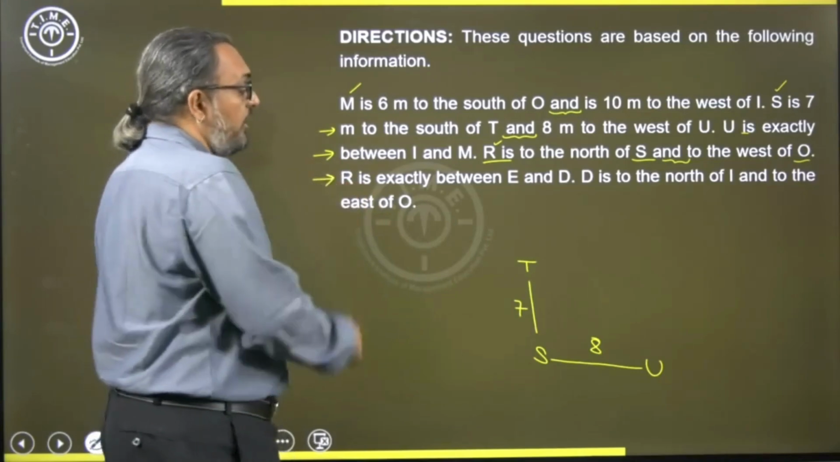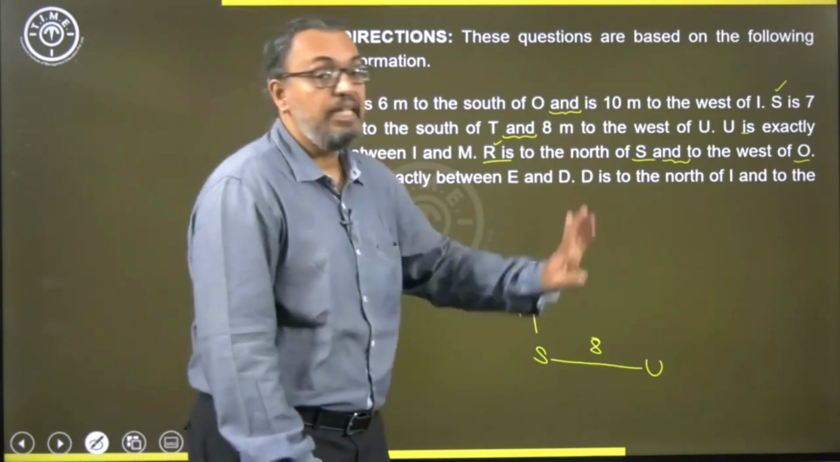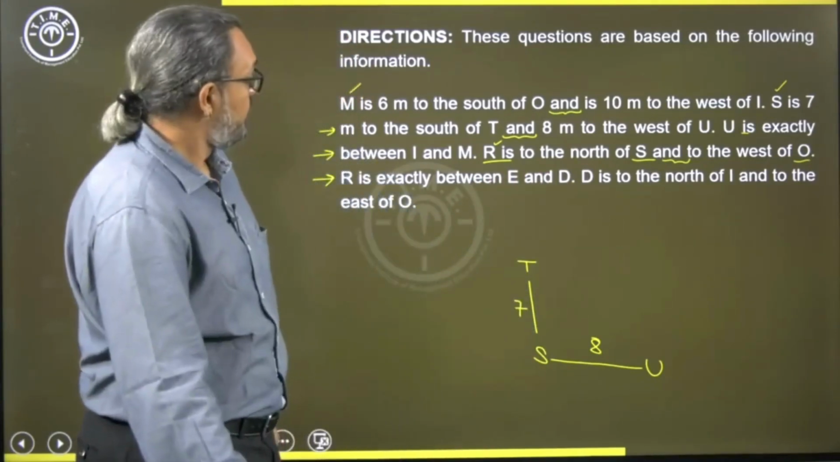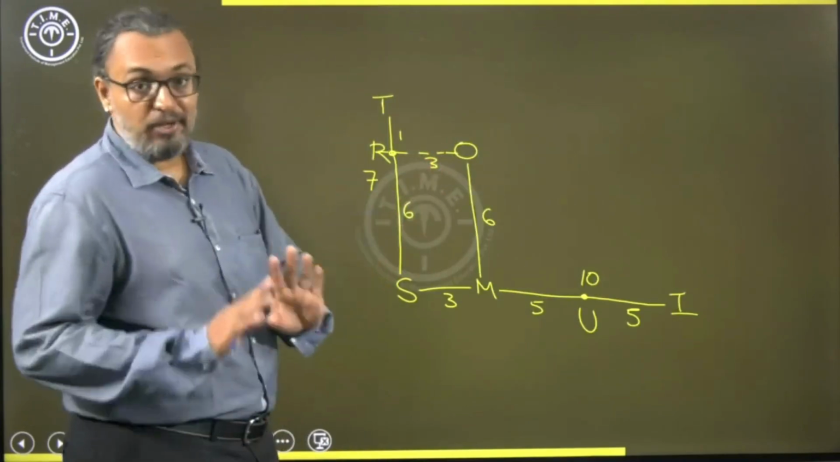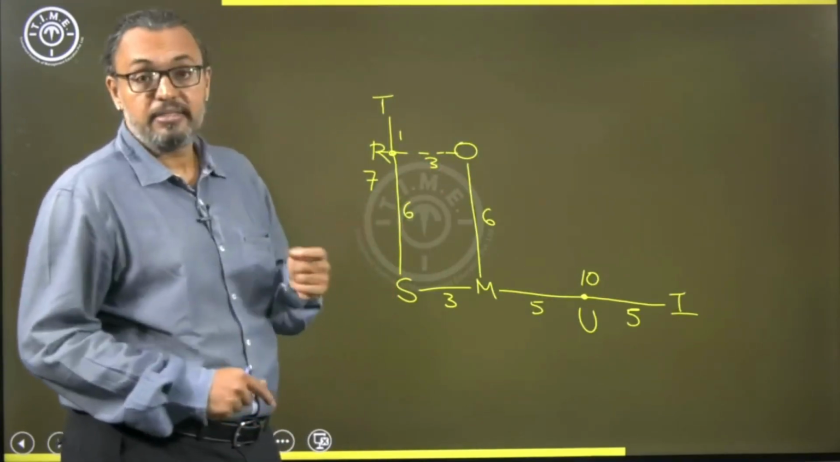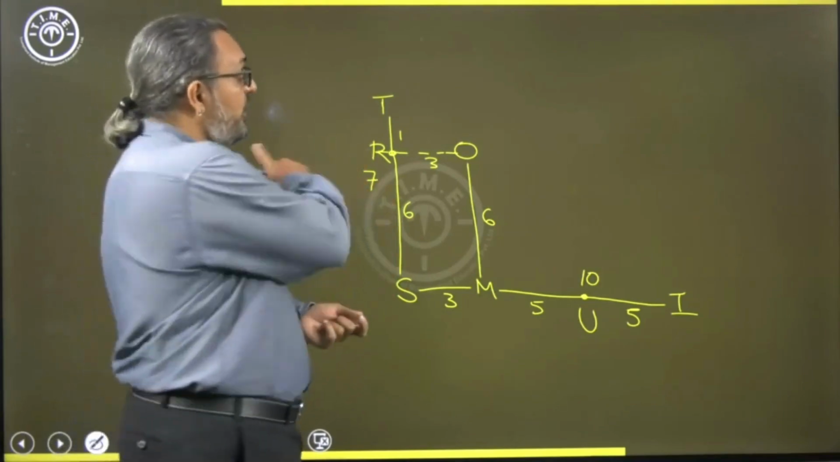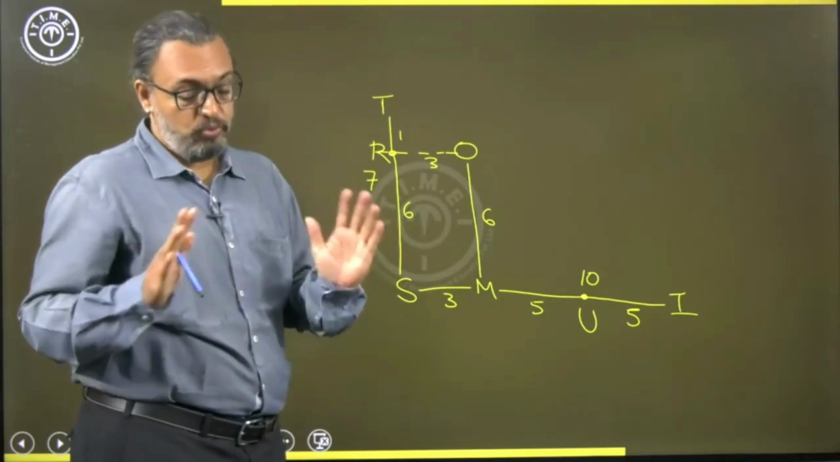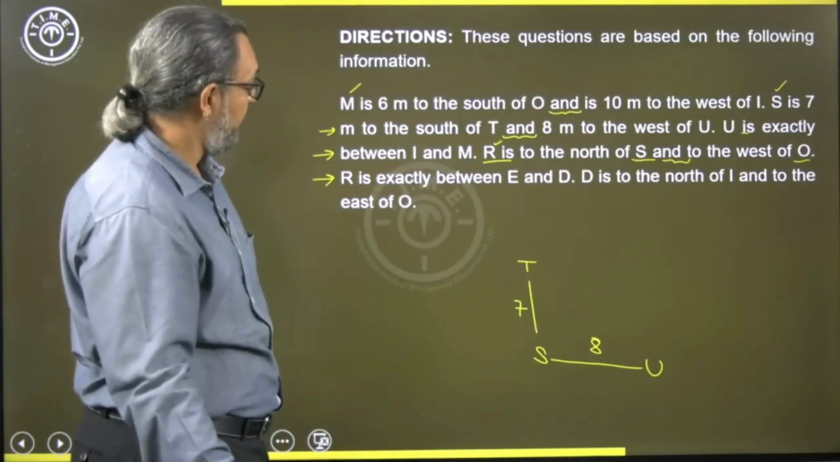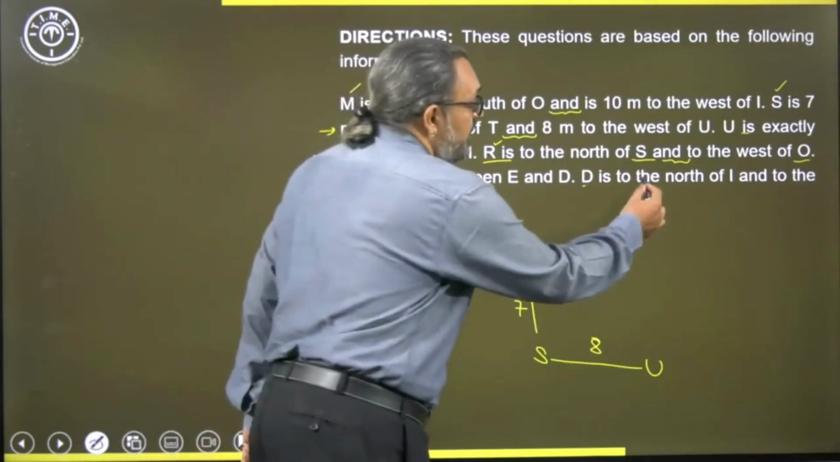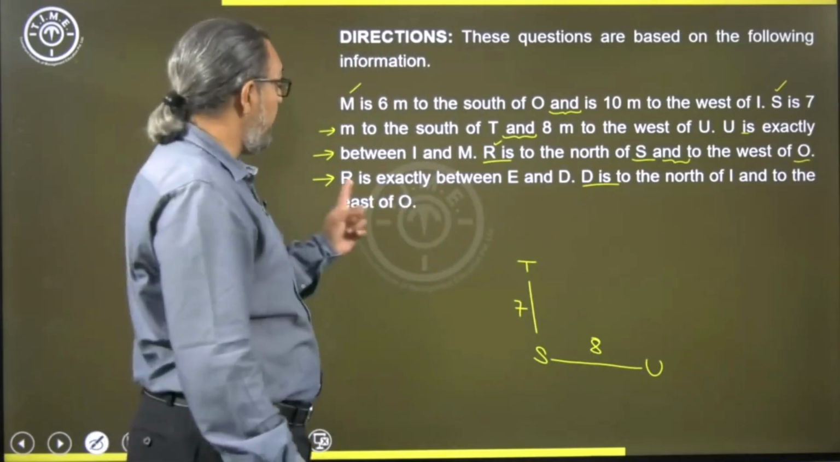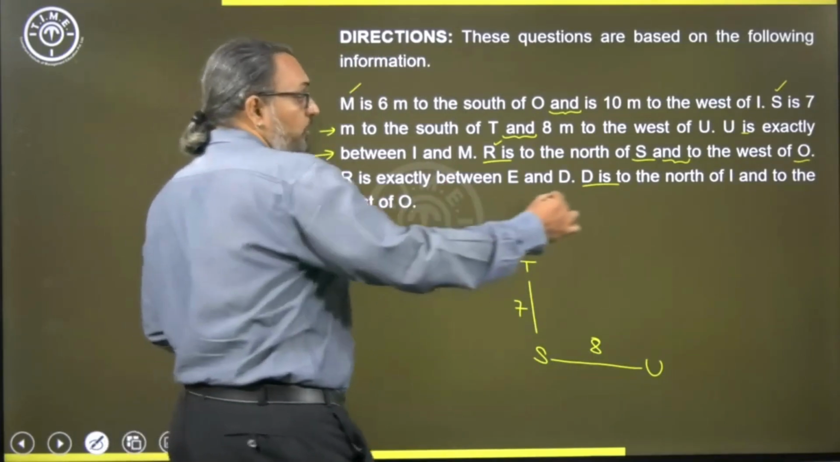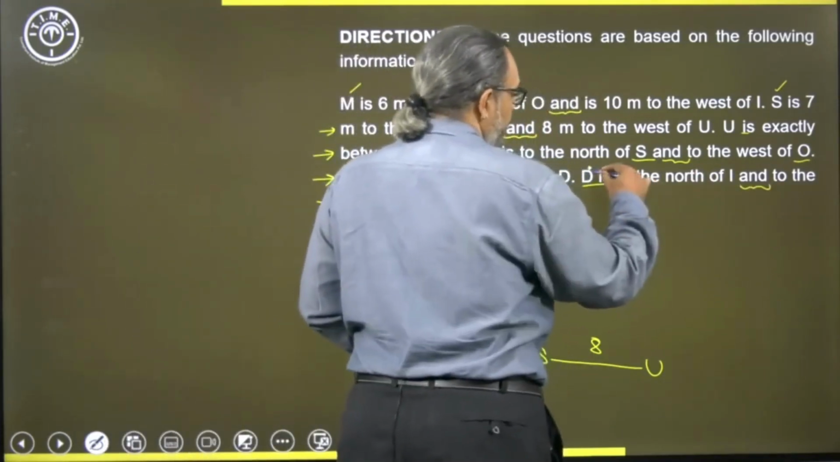Next, R is exactly between E and D. Okay. So where is E, where is D? I don't know right now. So R is exactly between E and D. So ED could be a horizontal line or a vertical line also. We don't know. We will have to check further. Now we have D is to the north of I and to the east of O. Because again you have and, it refers to the first point, that is D.